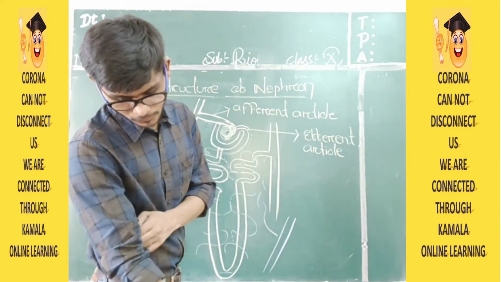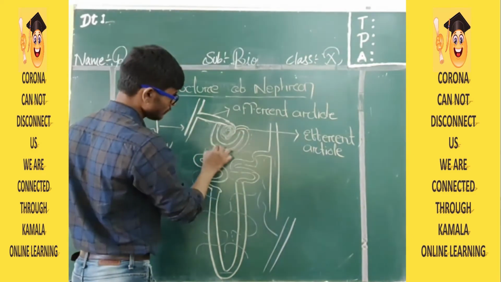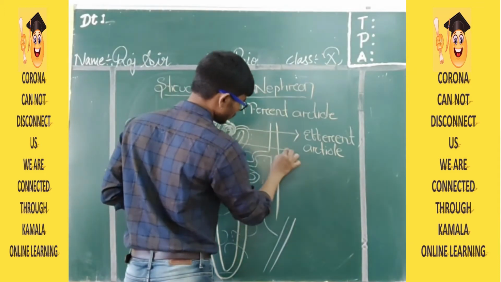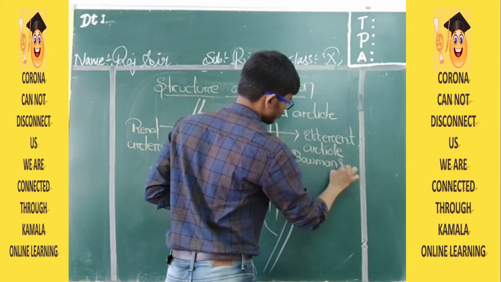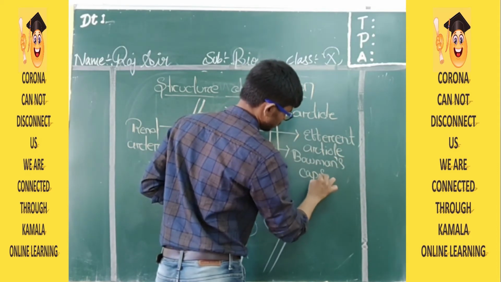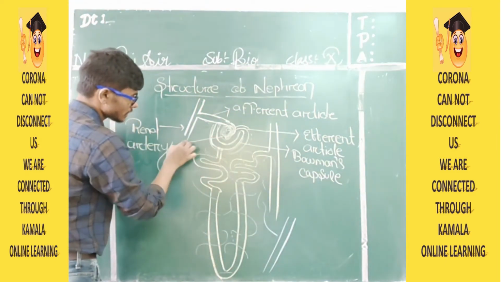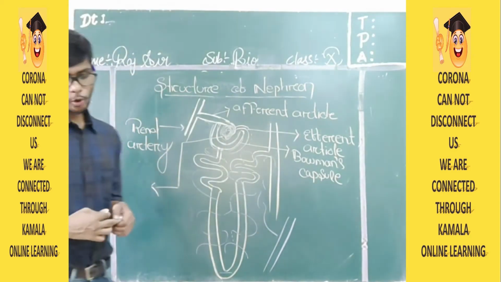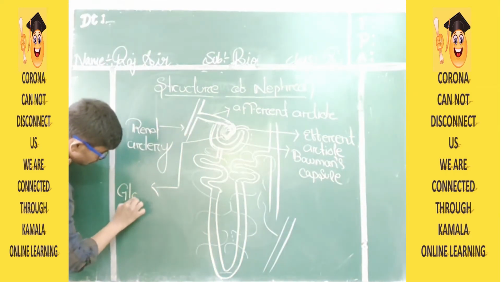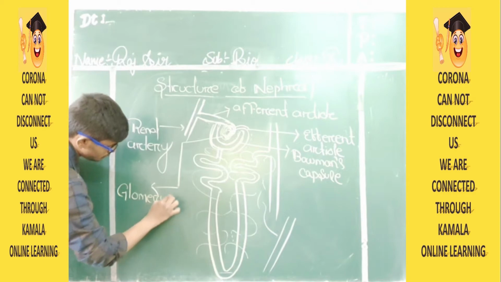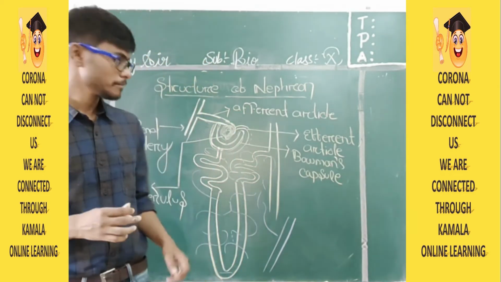Now you can see a capsule. This particular cup-like thing is called Bowman's capsule. And this twisted structure inside is called the glomerulus. What is it, students? That is called the glomerulus.